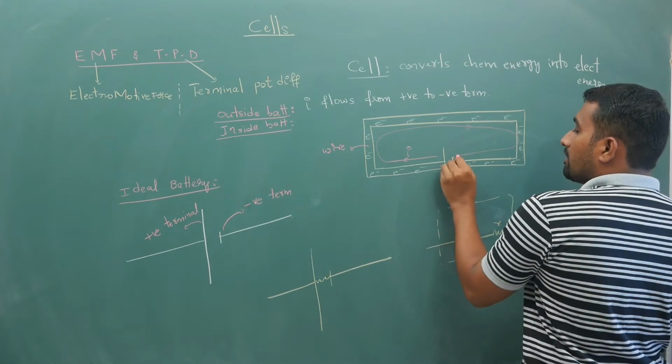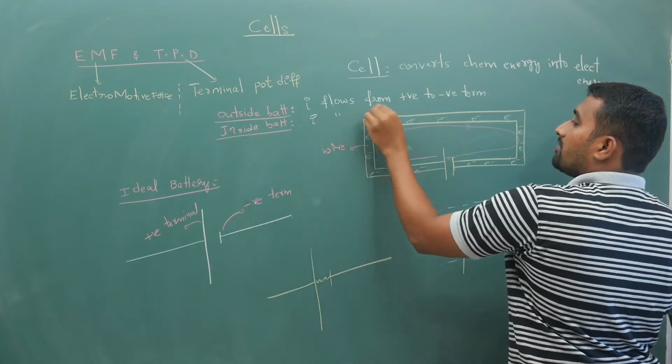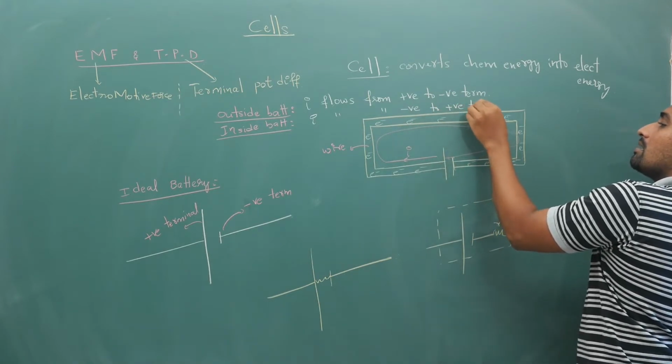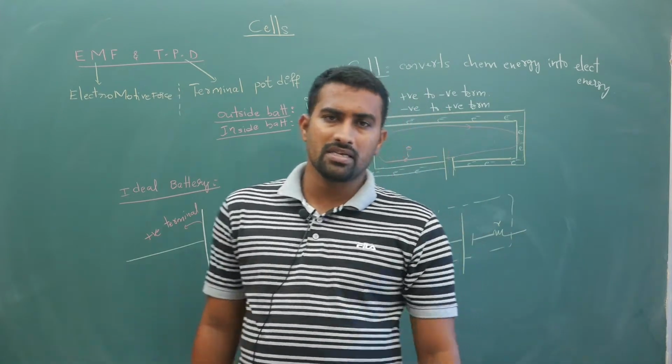Inside the battery, current will flow from negative to positive. I flows from negative to positive terminal inside the battery like this. So this is your basic idea.